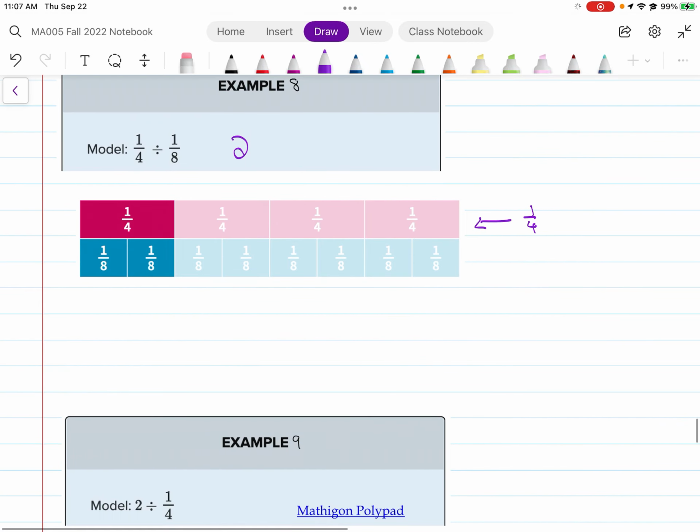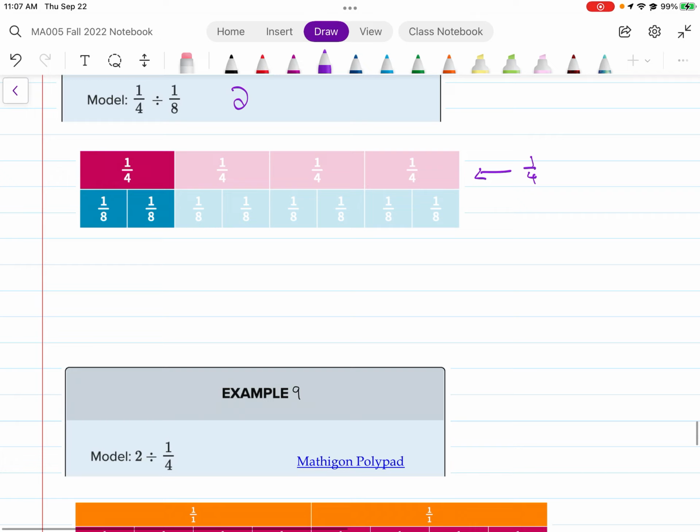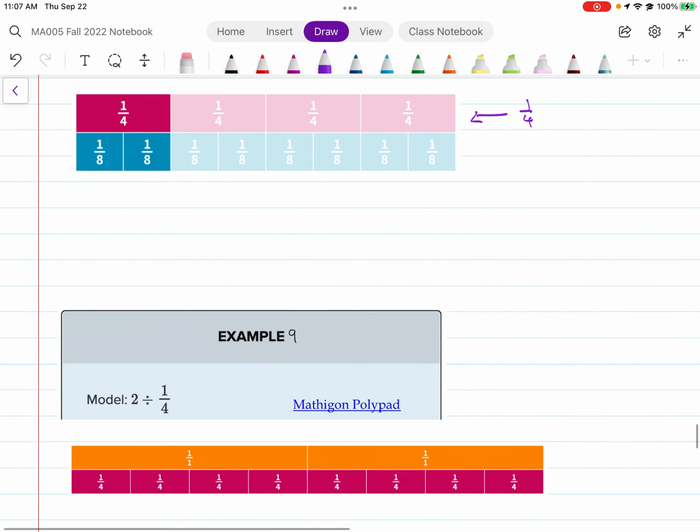All right, another one. Model 2 divided by 1/4. So in other words, how many 1/4 are in 2? So think about it. How would you model that? So you've got 2, and you're going to divide it into 1/4 and see how many there are. Well, as you can see, there are 1, 2, 3, 4, 5, 6, 7, 8. So the answer is 8.